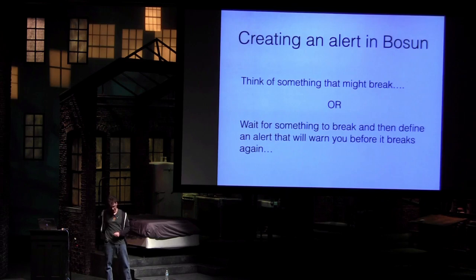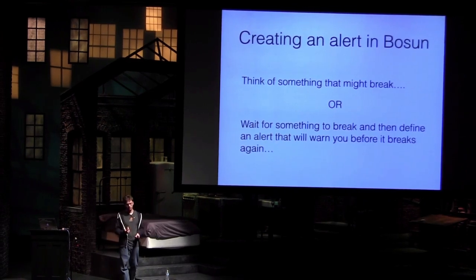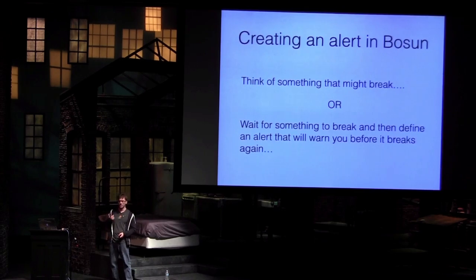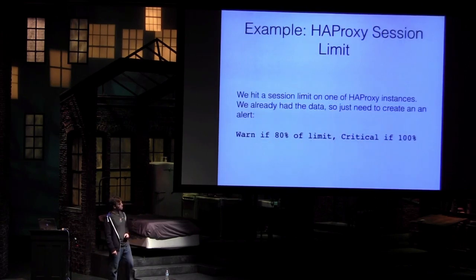So let's start to get into it a little bit. I want to create an alert. I usually start from one of two places. I've thought of something that might break or could go out of bounds, if it's a higher level metric, or something broke and I don't want to be fooled twice, so I have to go back and create an alert. This example, unfortunately for us, was the latter, but whatever, it makes a good example.